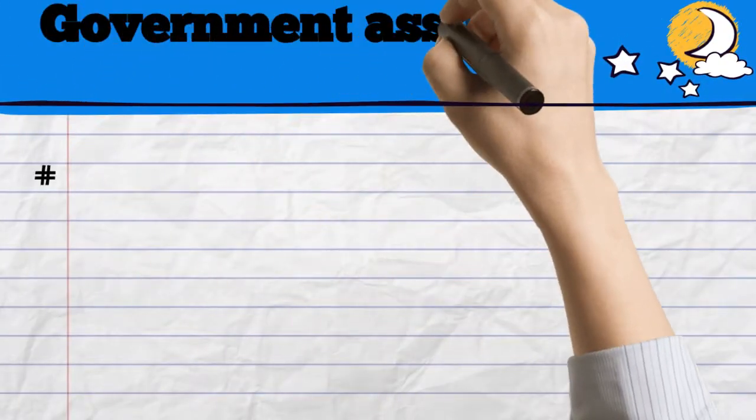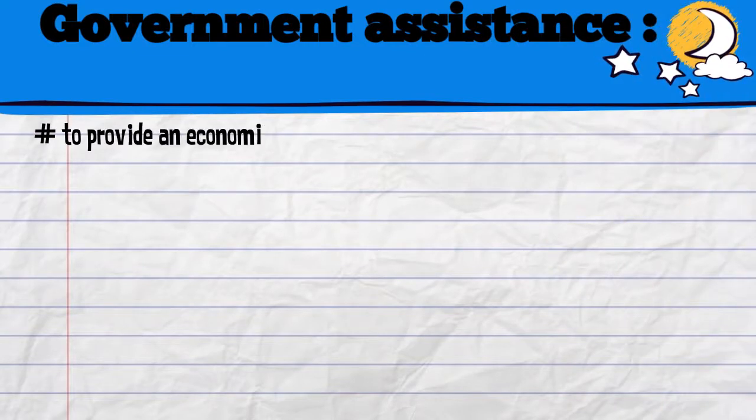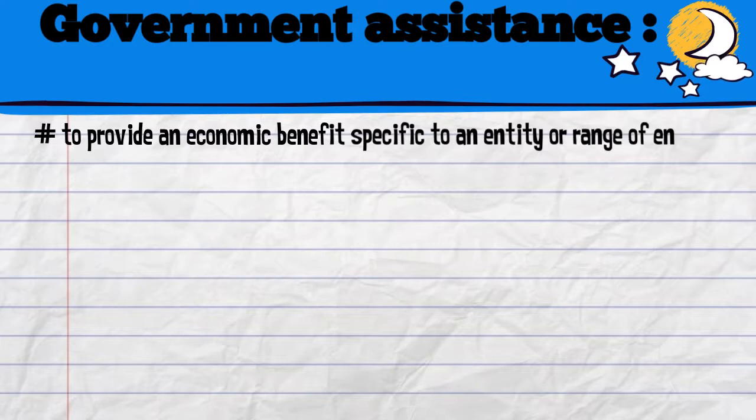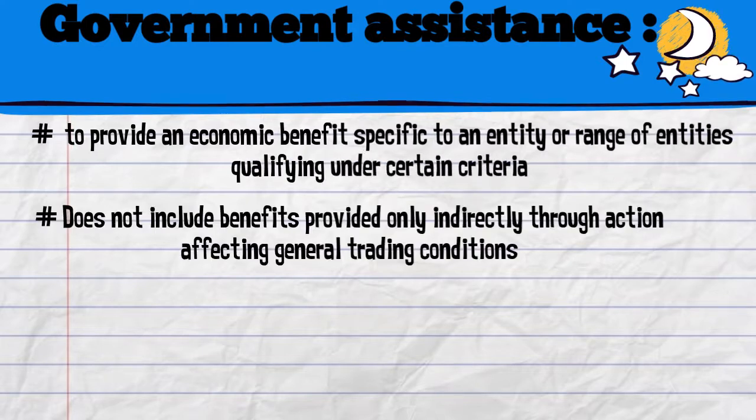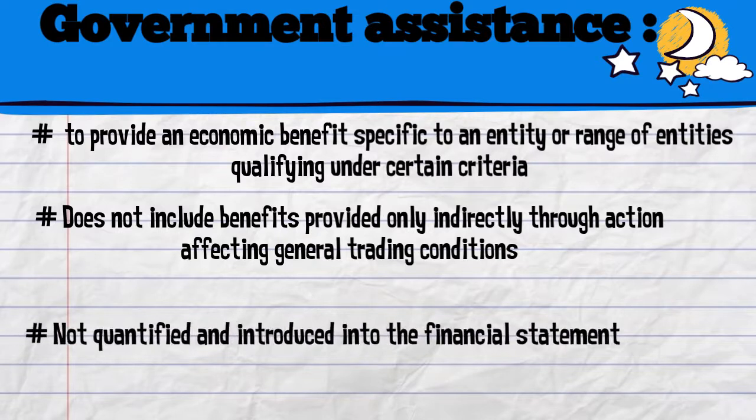Okay, now let us look at government assistance. Government assistance is an action by the government designed to provide an economic benefit specific to an entity or range of entities qualifying under certain criteria. Government assistance does not include benefits provided only indirectly through action affecting general trading conditions, such as the provision of infrastructure in development areas or the imposition of trading constraints on competition, and not quantified and introduced into the financial statement.